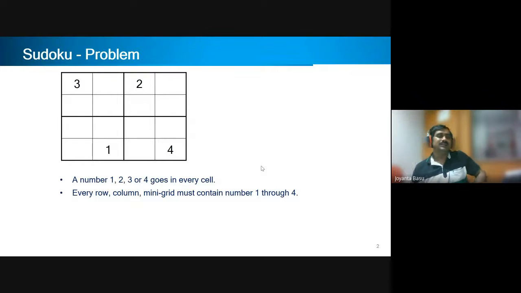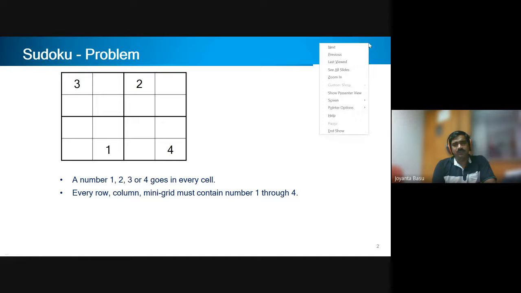I think this is at least some of your favorite game, Sudoku. Most of the time you try to play this game. The problem here is like that. In the Sudoku problem, there is a 4 by 4 grid. I'm taking a pen, a laser. Okay, so this is a square of 4 boxes.